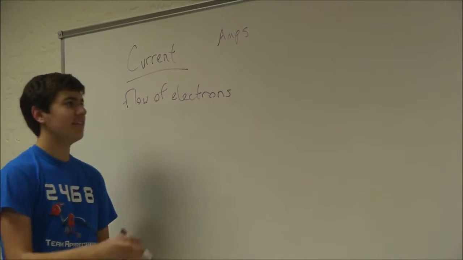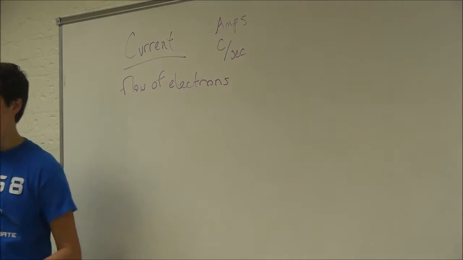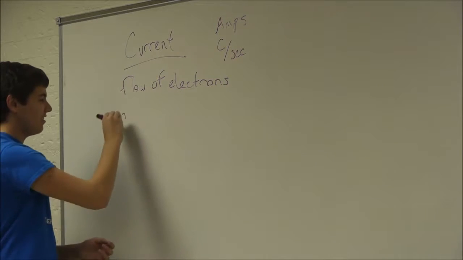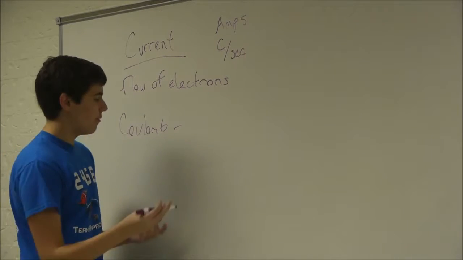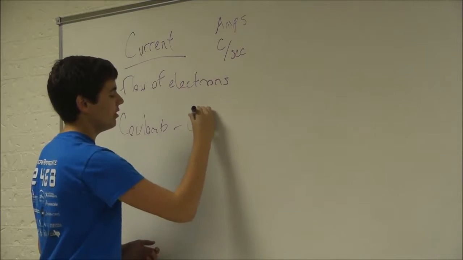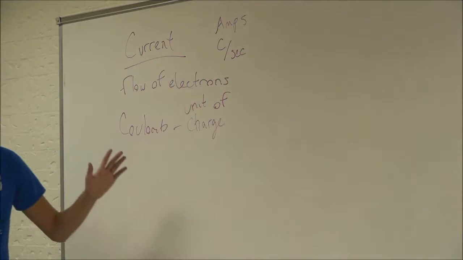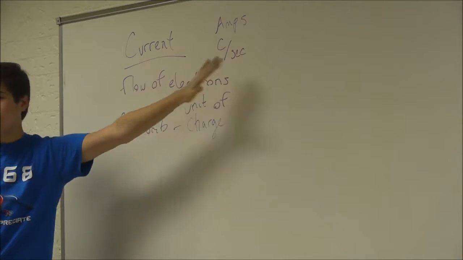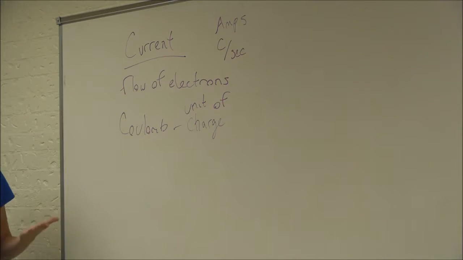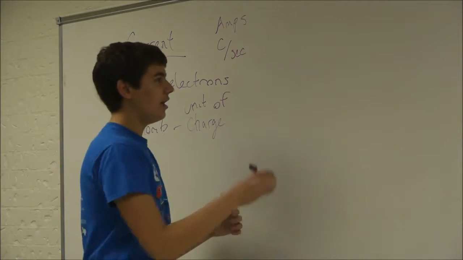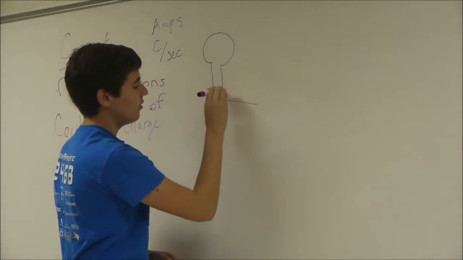So an amp is actually also a coulomb per second. Does anyone know what a coulomb is? It's like a mole of electrons. Basically, yeah. So a coulomb is, like Brett said, a mole of electrons, but it's just a unit of charge, basically. And so if we have coulombs per second, we know that current, amps, is basically just the rate of flow of charge. So if we go back to our excellent water tower analogy, it can be used to explain every electronics concept.